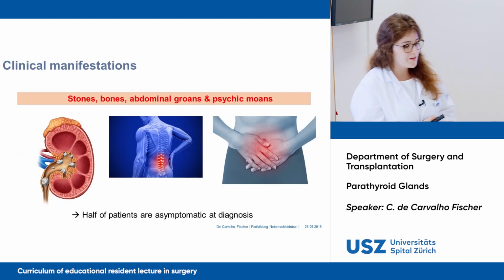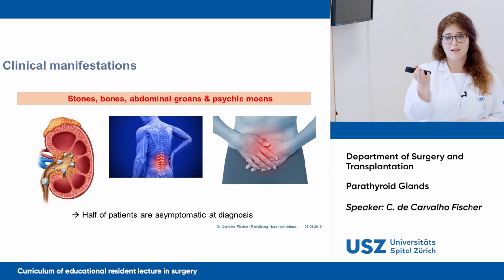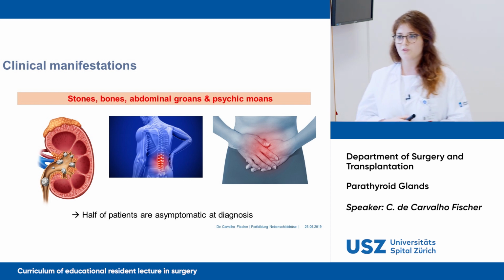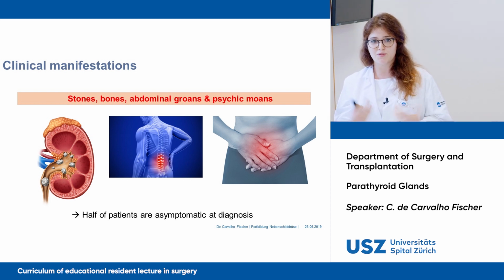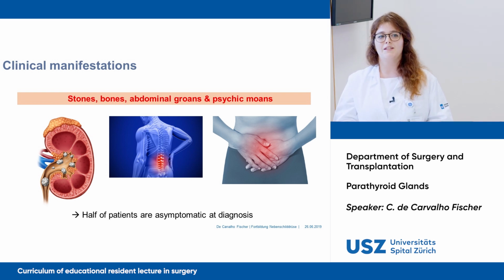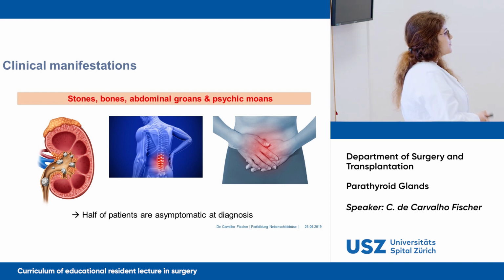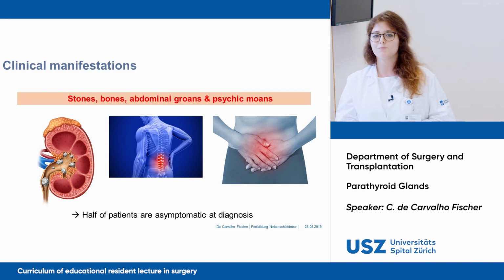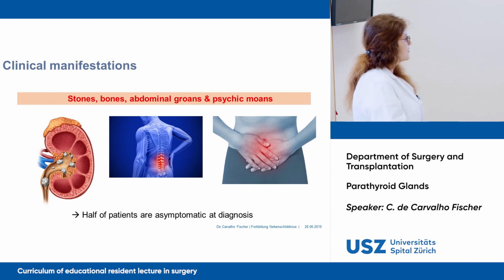So back to primary hyperparathyroidism, maybe my colleagues can help me out. What are the most common reasons for presentation? What are the most common symptoms? Bone and joint pain. Recurring kidney stones and fractures. Polyuria and abdominal pain. Fantastic. So a good way to remember this is stones, bones, abdominal groans, and psychic moans.